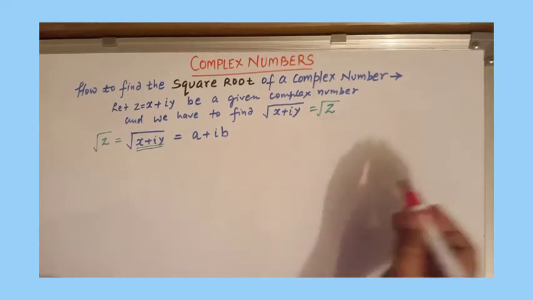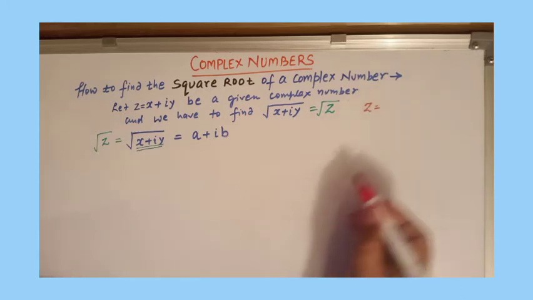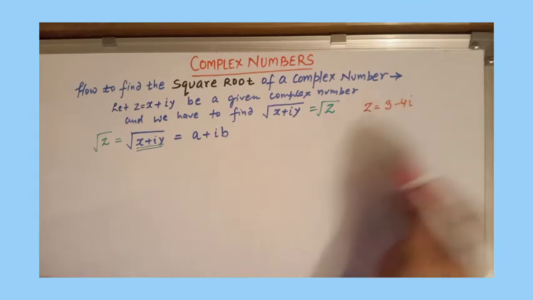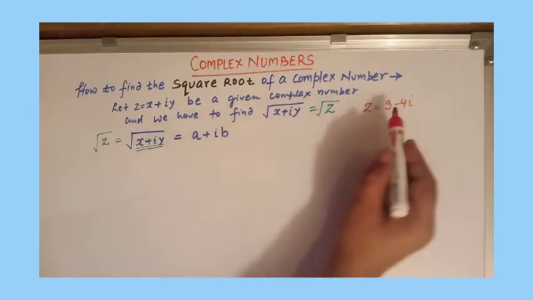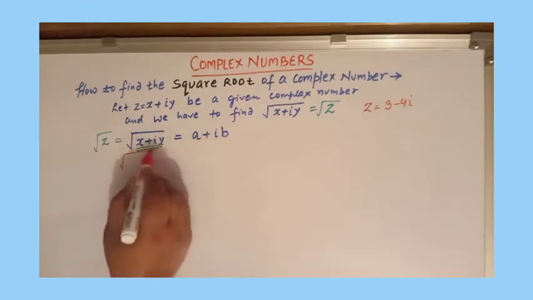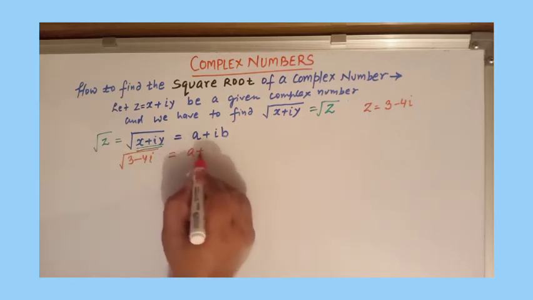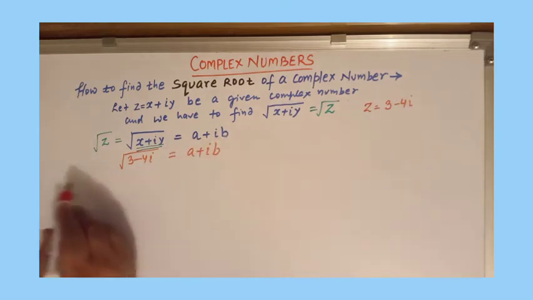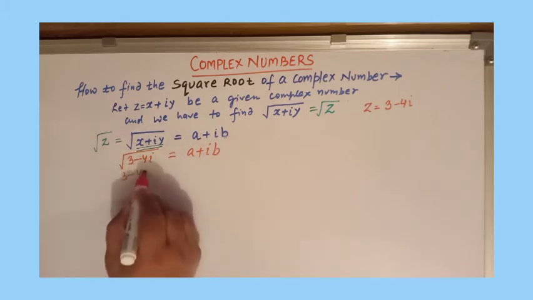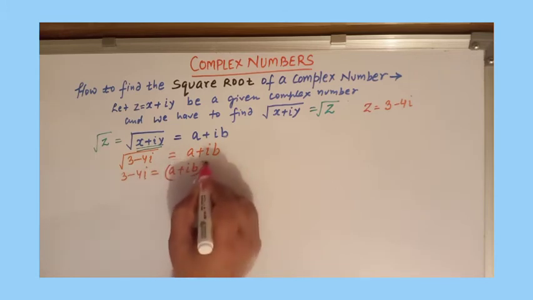Now viewers, let us take one more example. Suppose we have to find the square root of say 3 minus 4i. Now here x is equal to 3 and y is equal to minus 4. So let the square root of 3 minus 4i be equal to a plus ib. Now let us square both sides. So we have 3 minus 4i is equal to (a plus ib) square.